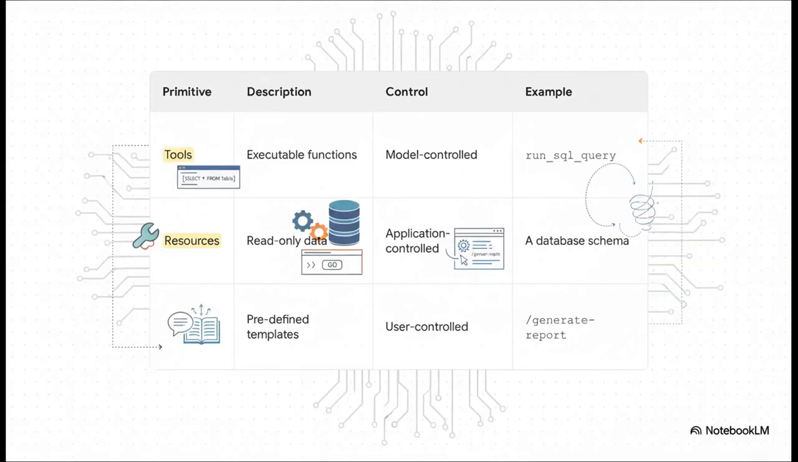So when an MCP server connects, it can offer up its powers in 3 main flavors. First, you've got tools. These are the action items, the verbs, things the model can actually do, like run_SQL query. Then you have resources. Think of these as read-only cheat sheets, like a database schema, that just give the model some much-needed context. And finally, there are prompts. These are basically shortcuts that you, the user, control directly, like a slash command to /generate report.